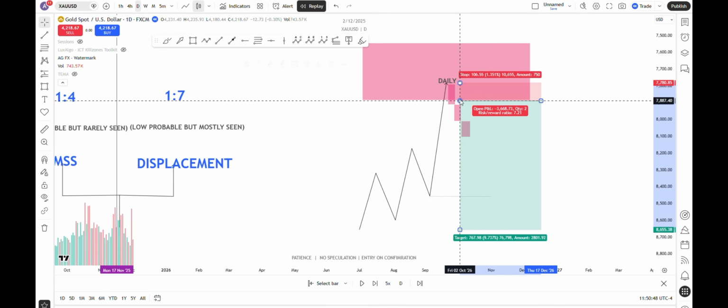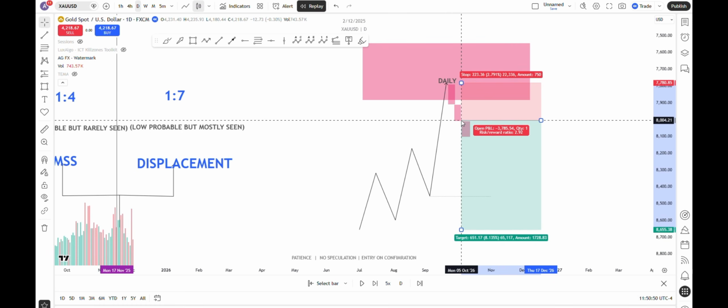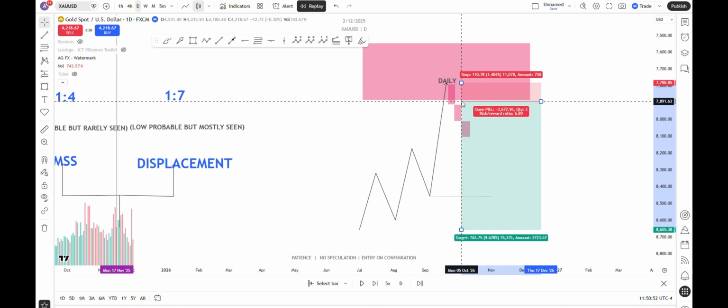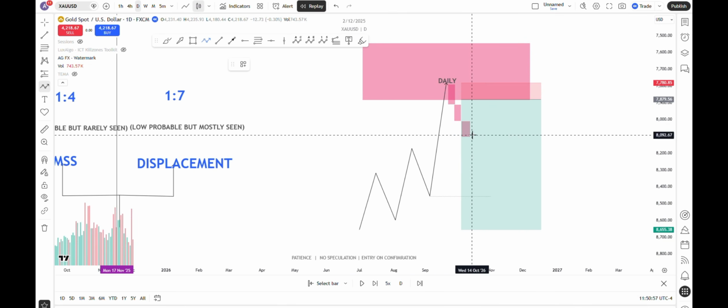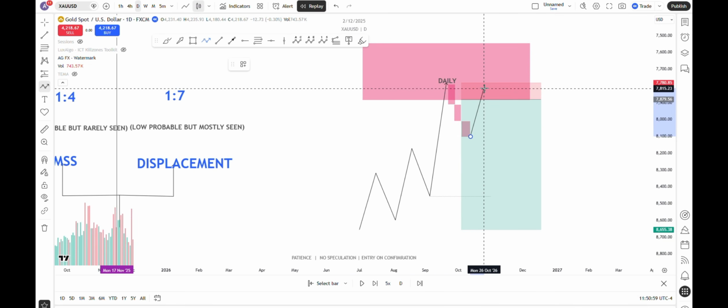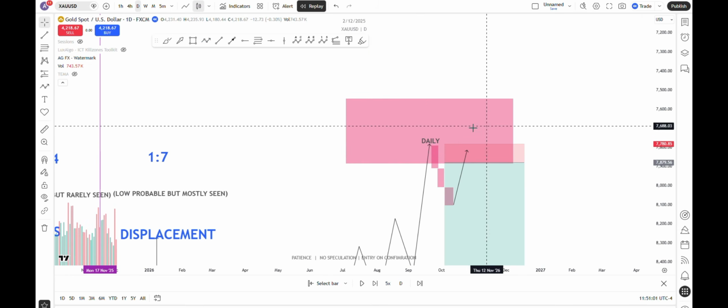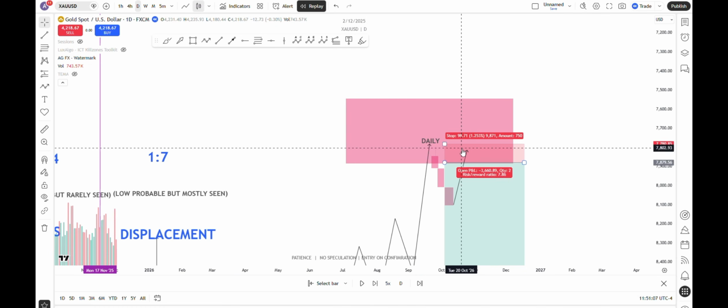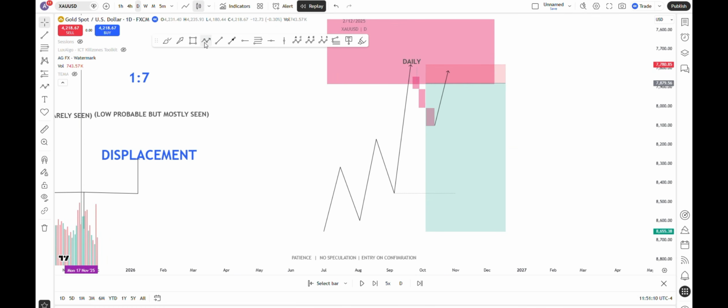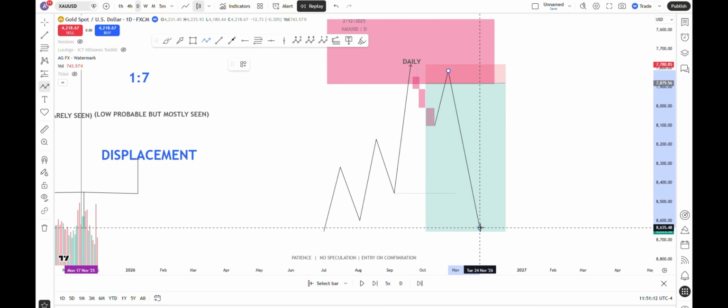Here we do not really want to focus on taking the entry from fair value gap or the order block, because since this is a low probable entry, what market does is market will go all the way down, and most of the times if there are wicks on this first candle, if you see wicks like this on the first candle, market is going to tap into that wick and then market is going to drop from there.